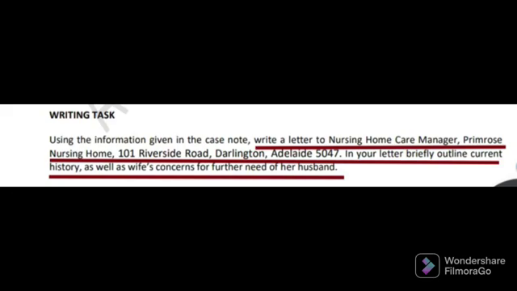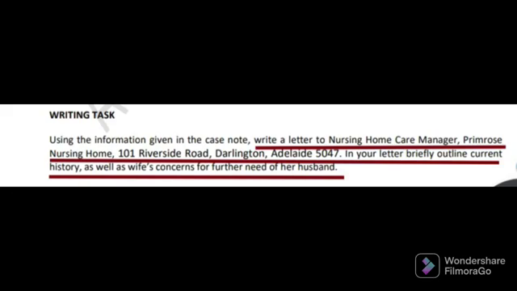We should not just go to the patient details and the recommendations and finish it off, not like that. In the writing task, if something is specified, you should not skip that point. Example, same here: current history as well as the wife's concern. Then we will move to the writing task.